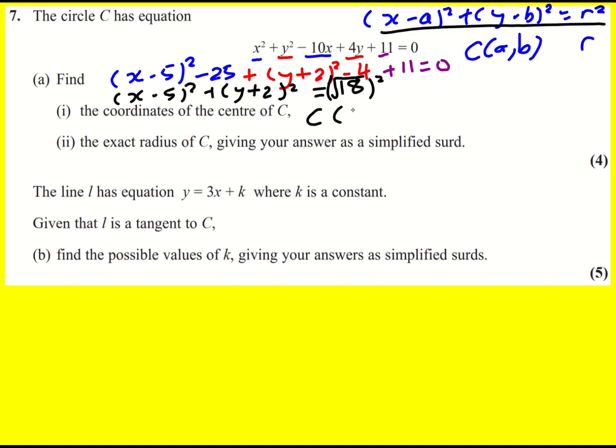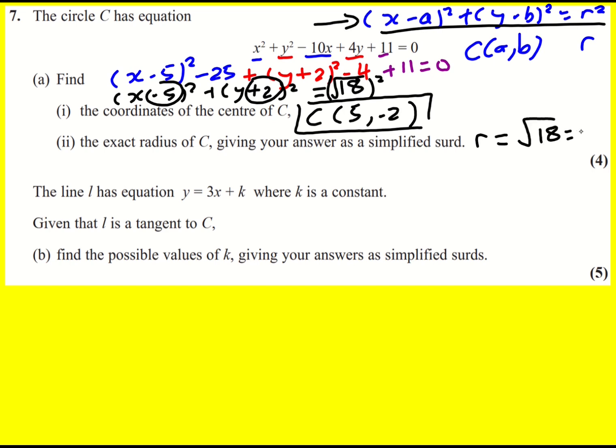So the center is going to be (5, minus 2). Okay, remember, I just take the opposite sign to what's here because of what I had up here. And then the radius is a simplified surd. Well, it's root 18, which I can write as root 9 times root 2, therefore 3 root 2.